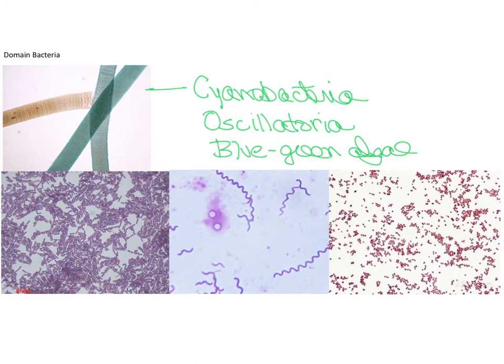Then these 3 photographs down below have 3 different shapes of the bacteria. So this one, as you can see, they are rod-shaped. So this is going to be your bacillus. This one right here is going to be your spirillum. And this one right here, little tiny balls, coccus. Okay, we'll move on.